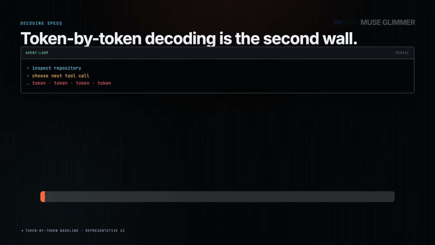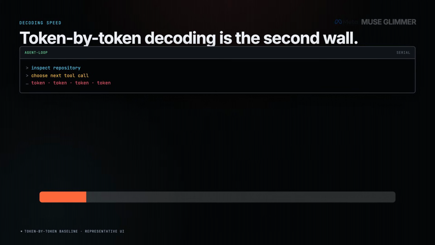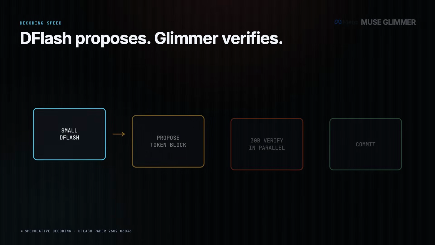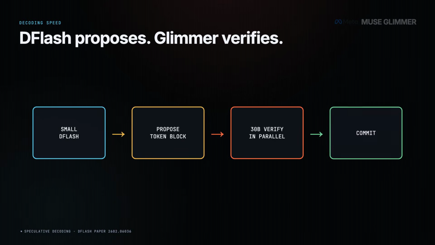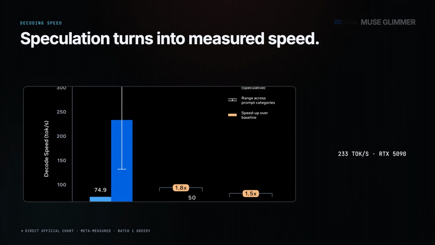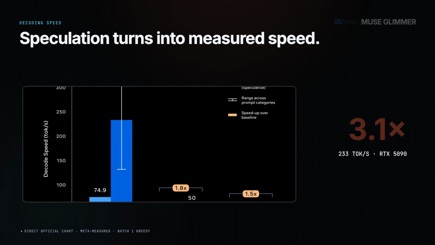The second wall is speed. A language model normally emits 1 token at a time. Long agent loops make that painfully serial. So Glimmer ships a small companion model called DFlash. It proposes whole blocks of tokens. The big model verifies them in parallel. Accepted tokens are identical to normal decoding. Meta measures up to 233 tokens per second on an RTX 5090. That is 3.1 times faster.